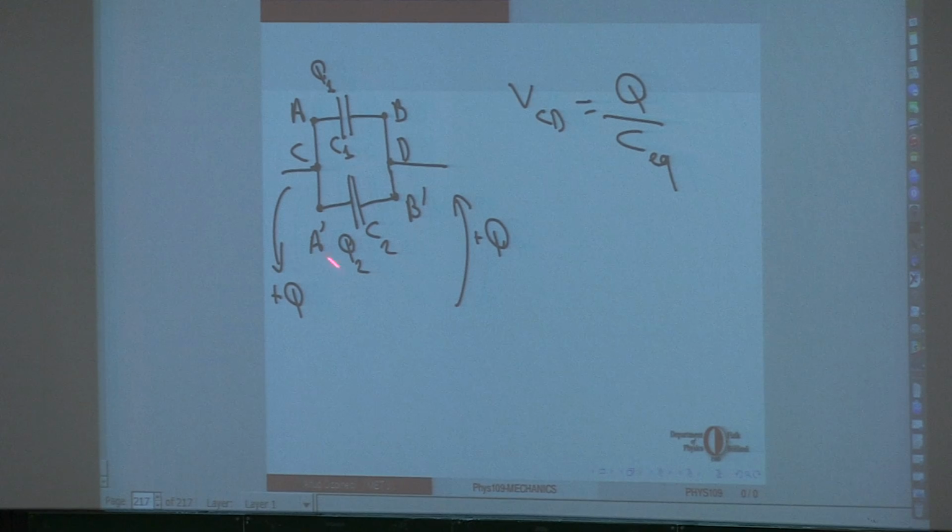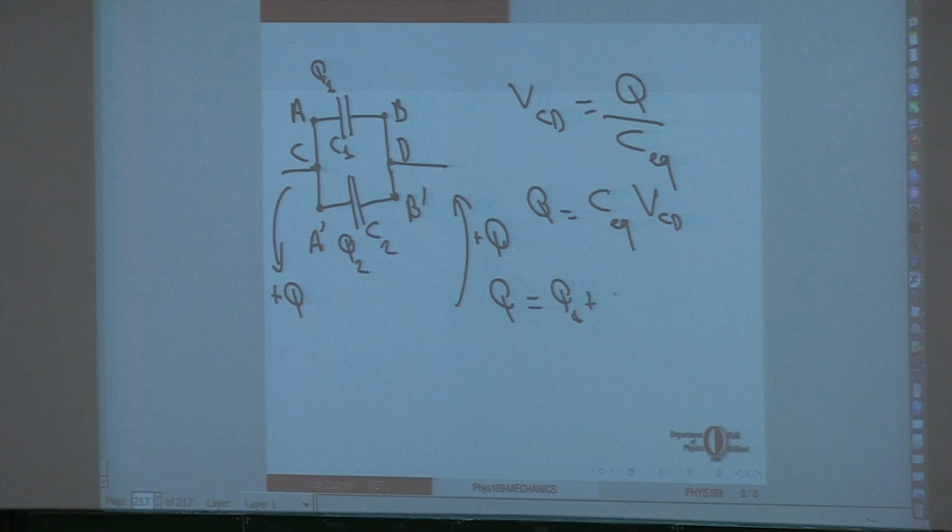We just carry charge from one end to the other one, let it build a potential difference between these two ends, and the relation between the potential difference between the ends is equal to charge over the capacitance. Or the total charge should be equal to C equivalent times VCD. Now the total charge is Q1 plus Q2.